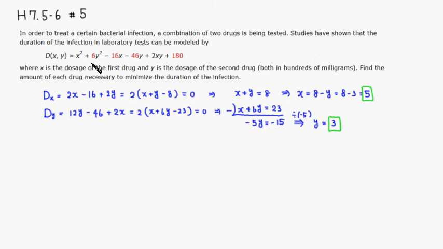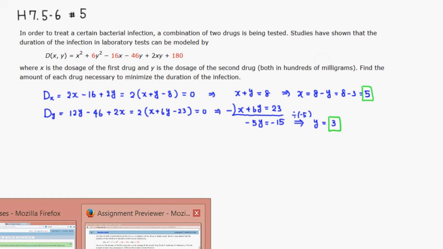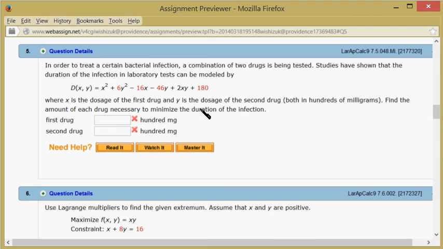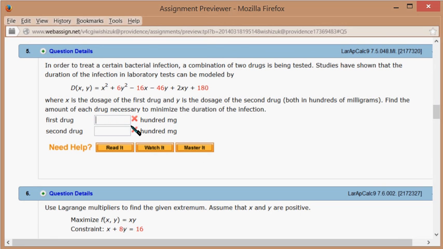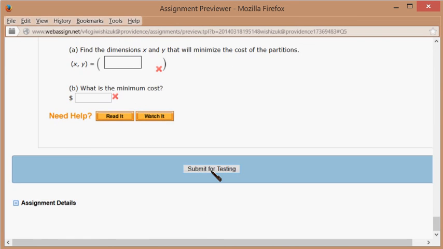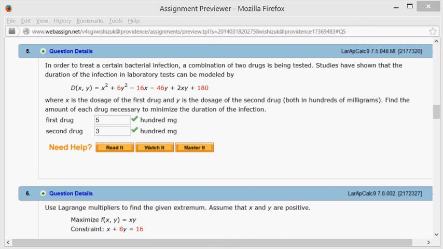So let's type it in. The first drug is 500 milligrams, and the second drug would be 300 milligrams. So let's check the answer. It came back and looks like we got both of these correct. That's it. I hope that this was clear.